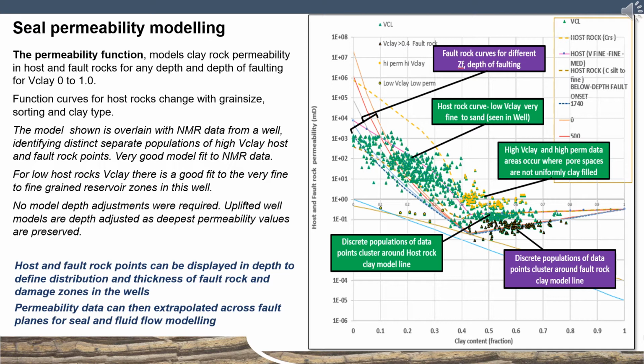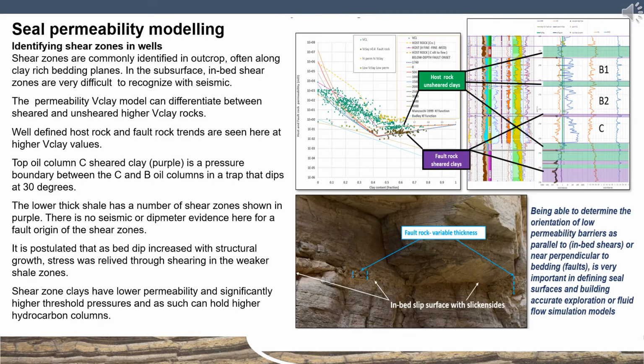plotted onto the well profile in depth, where you can identify the different shear zones in the well. This well is located on the flank of a salt structure with beds dipping at about 30 degrees. There are 3 separate oil columns, B1, B2 and C, separated by shales. The top seal for column C fits with a shear zone. It's a very thin unit, and within the thicker shale below there are shear zones identified in that as well.